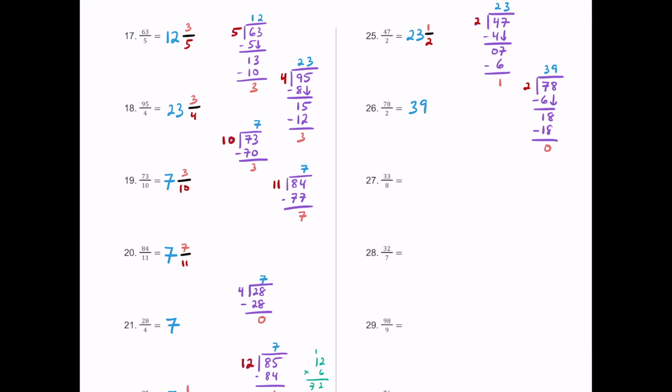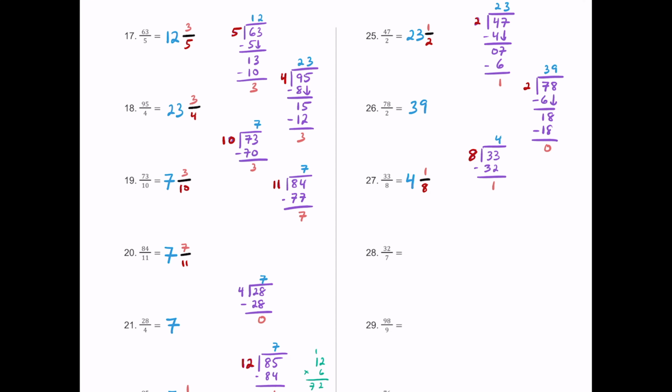For number 27, we have 33 over 8. So let's put 33 on the inside, 8 on the outside. 8 doesn't fit into 3, but it fits into 33 4 times. 4 times 8 is 32. So if we subtract, we're going to get a remainder of 1. So let's see, that's going to be 4 and 1/8. So it's going to be 4 wholes and then 1/8 left over. So let's go ahead and put the 1 on top and the 8 on bottom. So that's the mixed number version for 33/8.